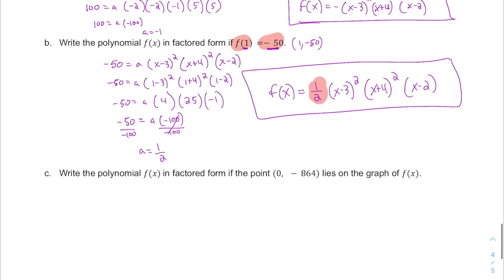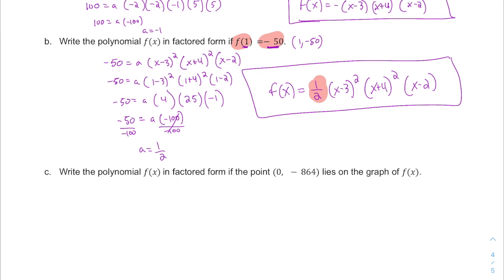And we have one more problem here. Write the polynomial f of x in factored form if the point 0, negative 864 lies on the graph of f of x. So this is just a different format of saying the same thing. We could say f of 0 equals negative 864. When we put in 0 for x, our y value or our output is negative 864. So we can use our same polynomial as before. We can say negative 864 equals a. I'm going to substitute in 0 right away. (0 minus 3) squared, (0 plus 4) squared, (0 minus 2).